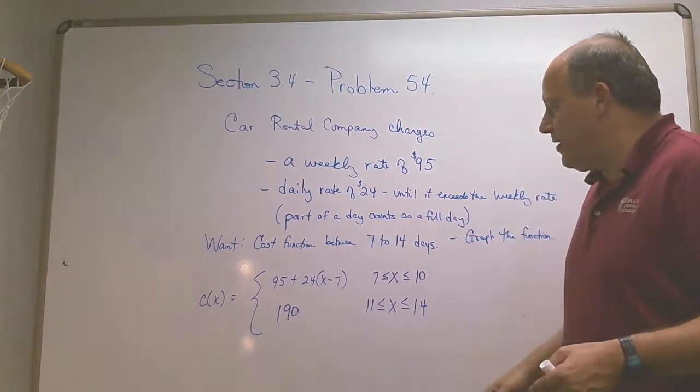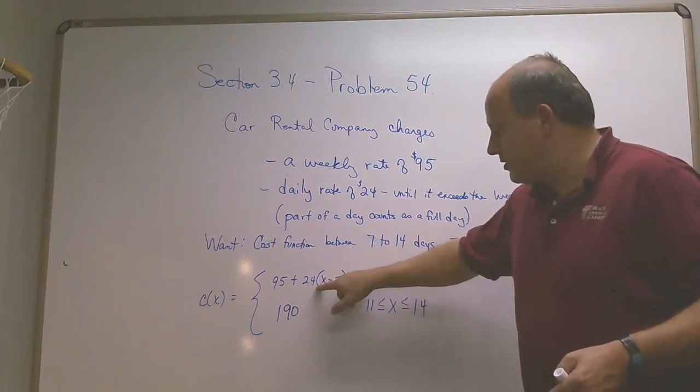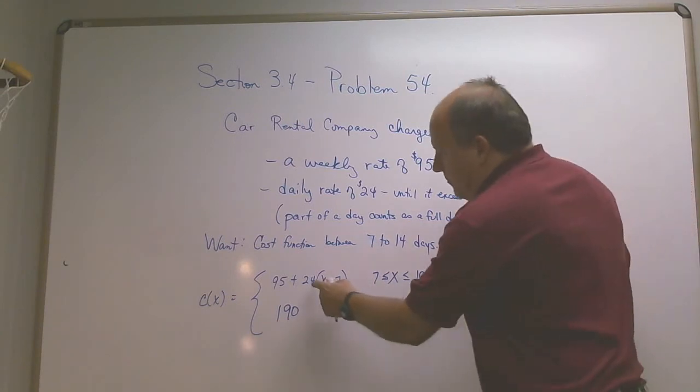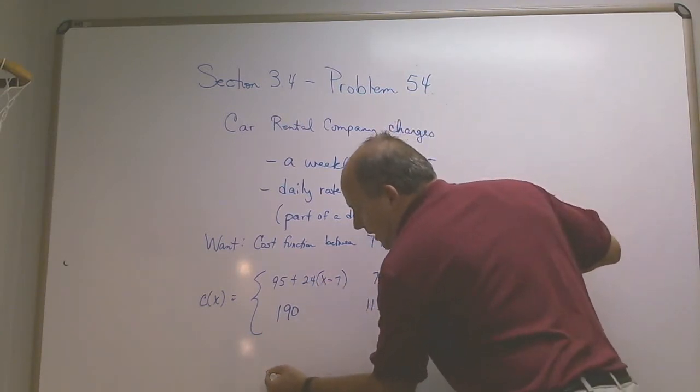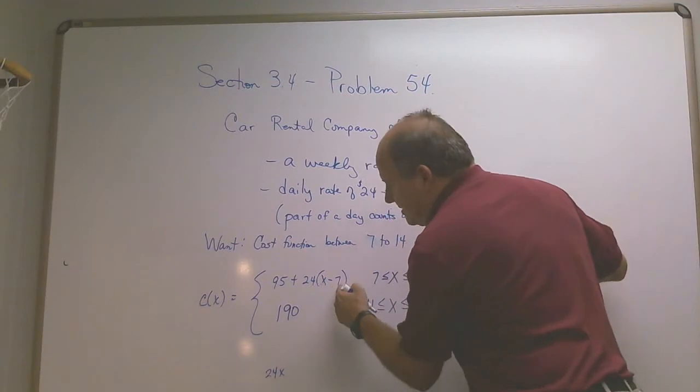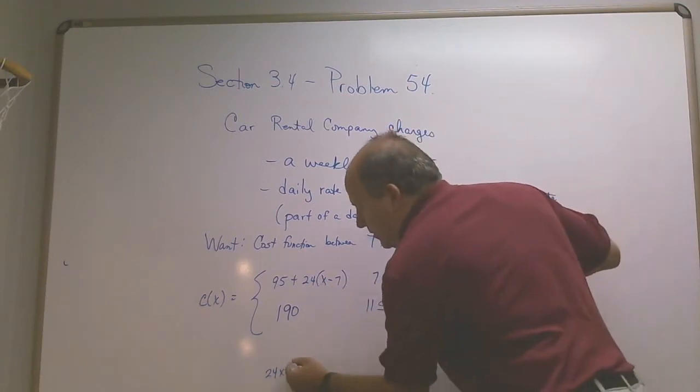So now you can clean this up if you like. This expression right here, 24 times (x minus 7), is 24x. And then 24 times 7, I believe, is a minus 168.